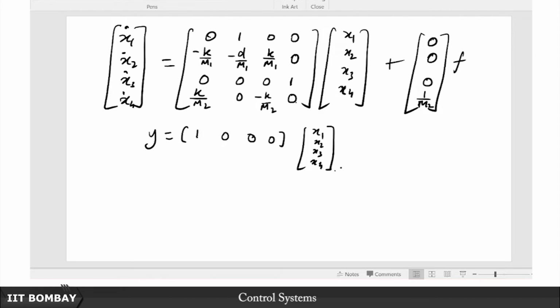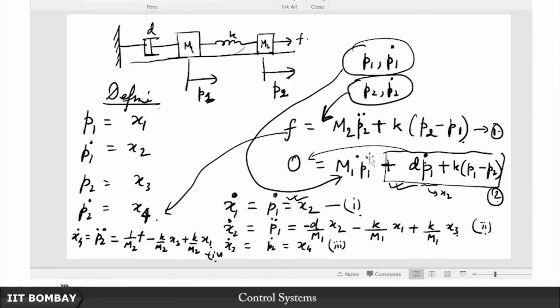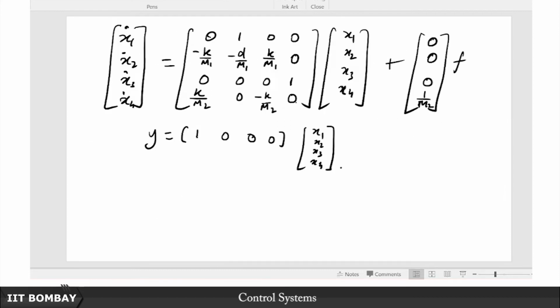x1, x2, x3, x4, yeah. So that is my representation. So even if I am given a mechanical system, by writing out these differential equations from the free body diagrams, I can still get this representation in the state space form of the standard type: x dot is equal to Ax plus Bu, y is equal to Cx.